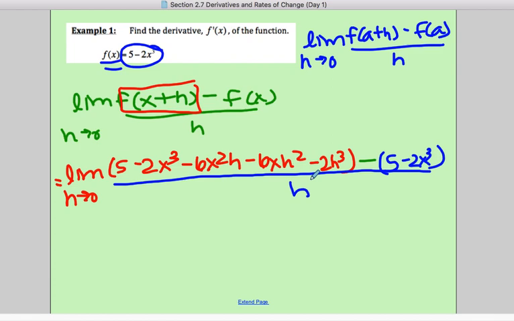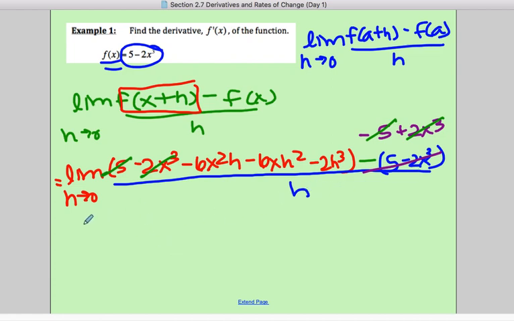Okay. Now we've done a lot of algebra already, but now the pattern should be the same when you have a polynomial. You should be able to distribute this negative. I'm going to write it above. So I'd really have -5 plus 2x cubed. And per usual, things should cancel nicely. And if they don't, you've made a mistake. Okay, so right now I would see my 5's cancel and my 2x cubes cancel.